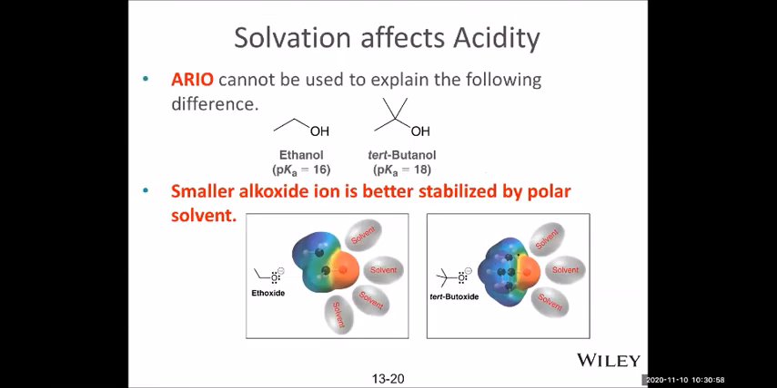The solvation, the solvent also affects the acidity. This is where you find a smaller alkoxide ion, such as the methoxide or ethoxide, better stabilized by polar solvent. As a matter of fact, only the polar solvent dissolves those alkoxide anions.